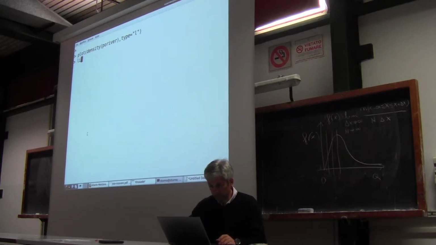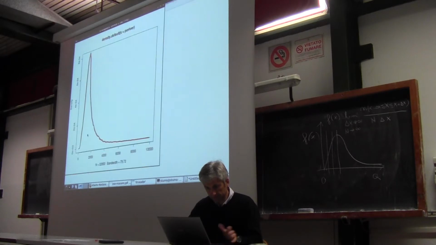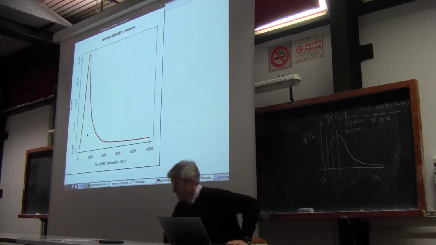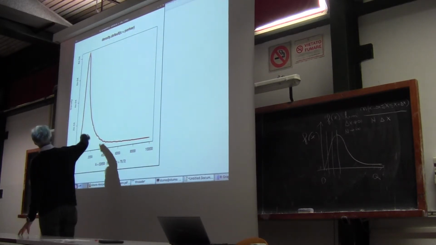Lines. Let me go back to the previous instruction. Lines, and instead of type equal line, let's put line width equal 3. I make the line a bit thicker, and col equal red. Here it is. You see that they are more or less superimposed.